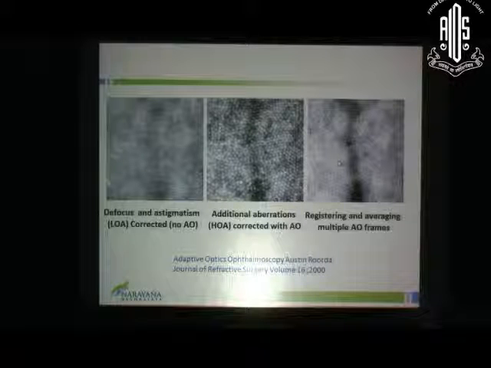So this would be an image that is normally taken with just the defocus and the astigmatism corrected. If we correct the additional aberrations, the higher order aberrations, with adaptive optics, this is what we get. And further, if we register and average multiple AO frames, this is the kind of image that's obtained. What we see here in the center in all the images is a blood vessel, a blurred image of the shadowed blood vessel.